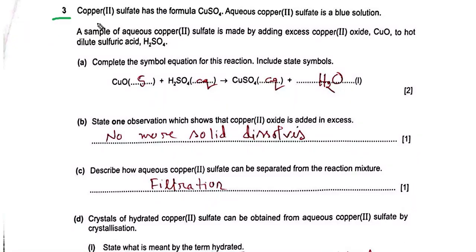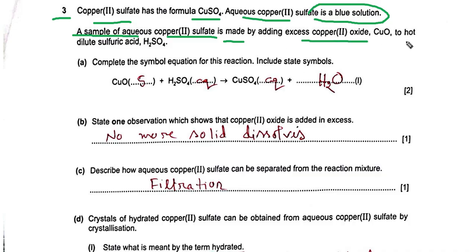Question number 3. Copper(II) sulfate has the formula CuSO4. Aqueous copper(II) sulfate is a blue solution. A sample of aqueous copper(II) sulfate is made by adding excess copper(II) oxide to hot dilute sulfuric acid.